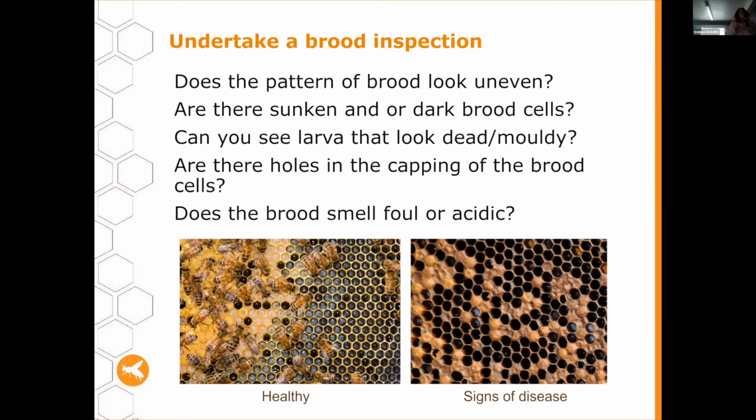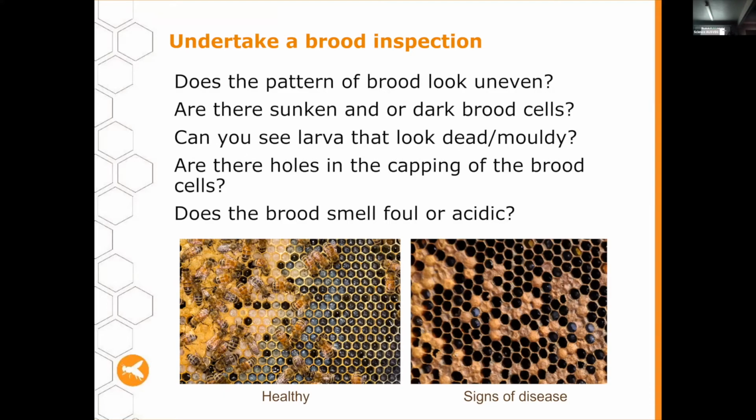I want to also quickly go through one of the key diseases that we tend to have a lot of problems with, and that's American foul brood. This should be part of your brood inspection, so looking at the baby bees. Things you want to look at is the pattern of brood. So is it uneven or shotgun, like on the side here? Healthy larvae will be a nice even pattern.